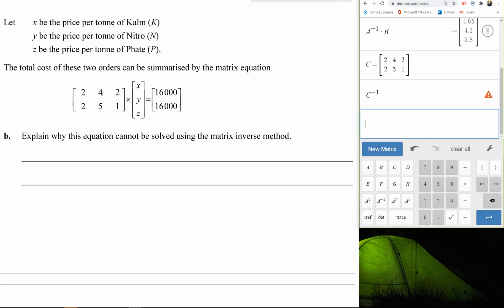It doesn't have enough. There's not enough rows here. You need basically one more equation to be able to find out what the actual price is. So it cannot be solved.